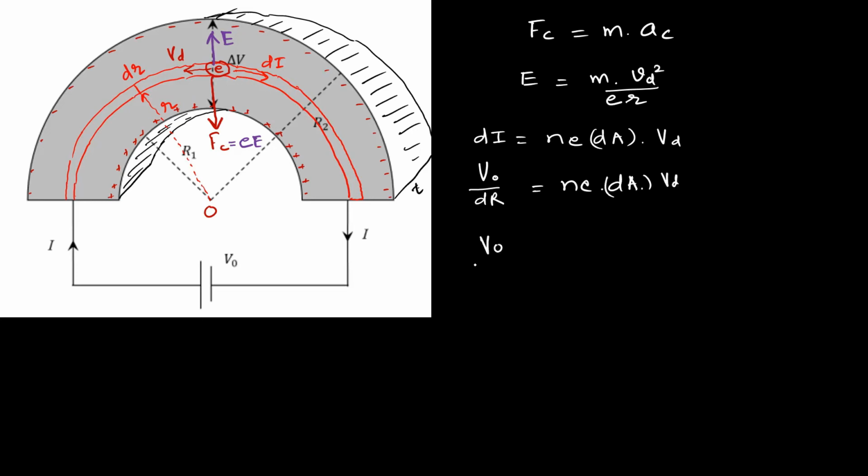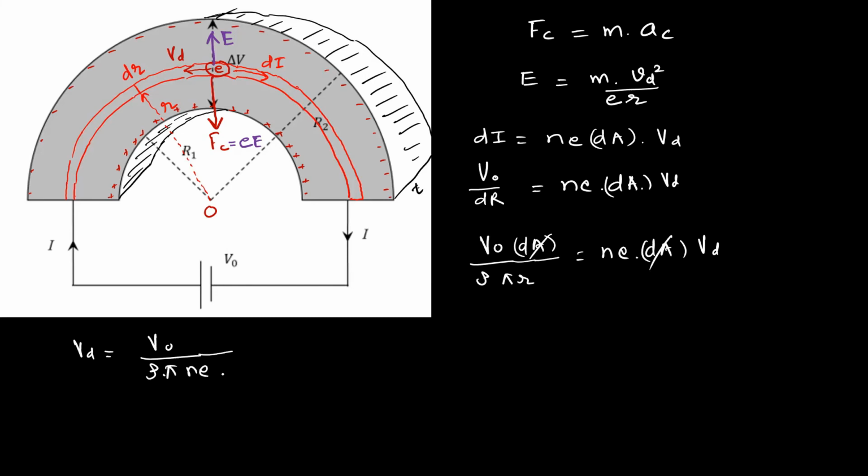So once again, dR that we had written just before will be rho into length pi r divided by area dA. I could have written the complete area dA to be t into dr, but because there is dA on both sides, that dA is going to be cancelled, so there is no need to write that much. So here we are going to get dA cancelled, and we've got Vd equal to V naught divided by rho pi n e r.